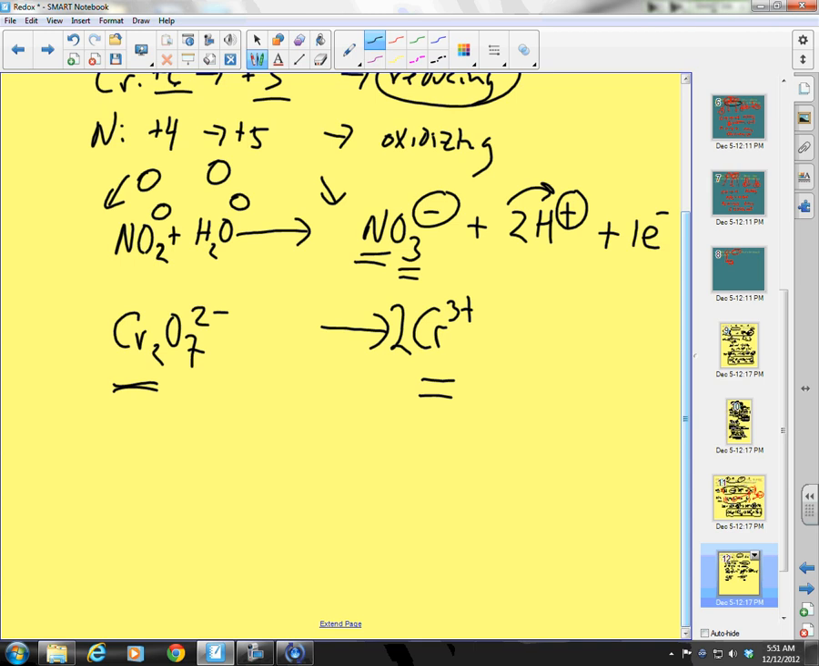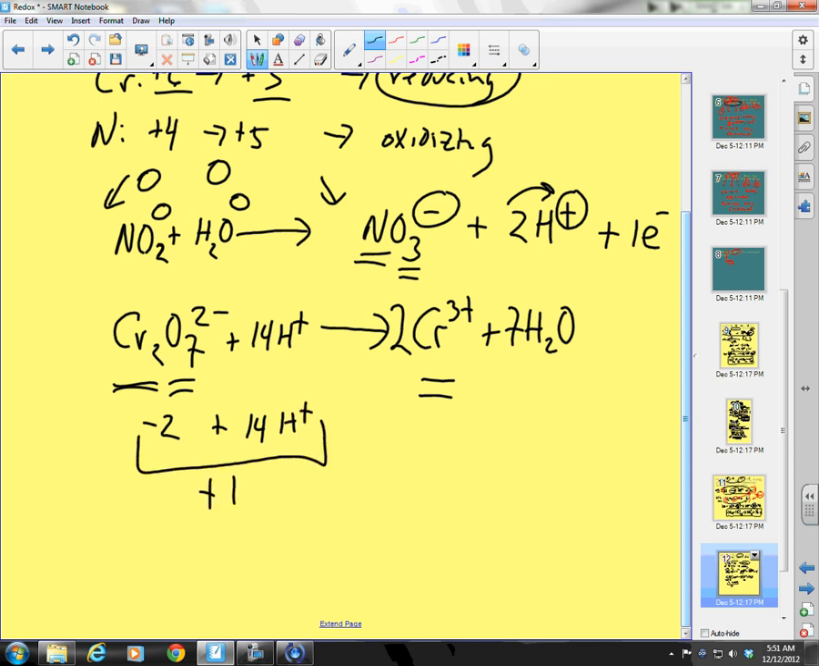Good. Now what? Balance oxygens. I have 7 oxygens here, so that means I need to add 7 waters here. Good. Now my chromiums and oxygens are balanced, but I have 14 hydrogens here, which means I need to add 14 hydrogen cations there. And finally, I need to balance charge. What's my charge on the left? I have a -2 plus 14 H+, and that looks to me like plus 12, correct? 12 plus.